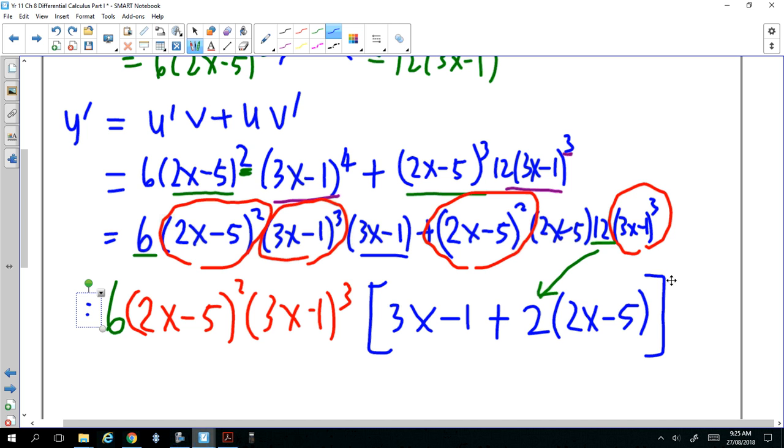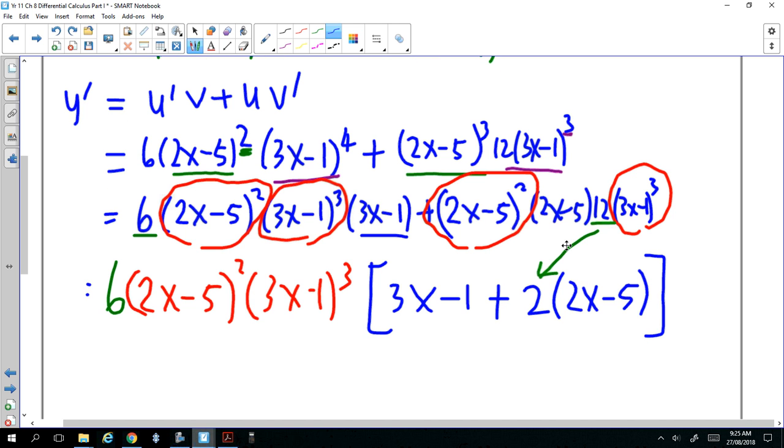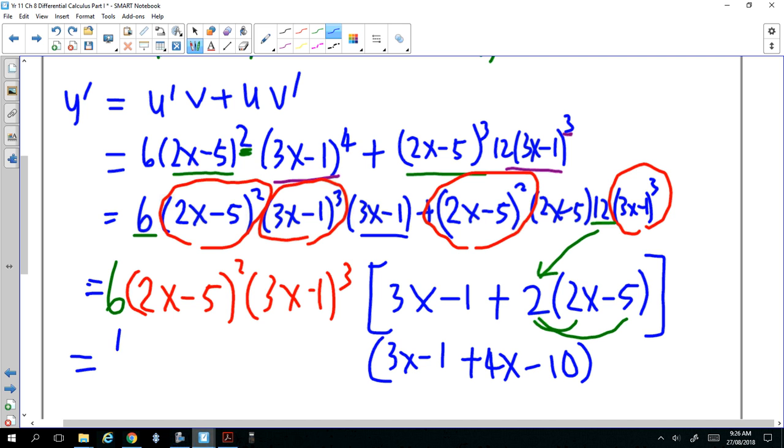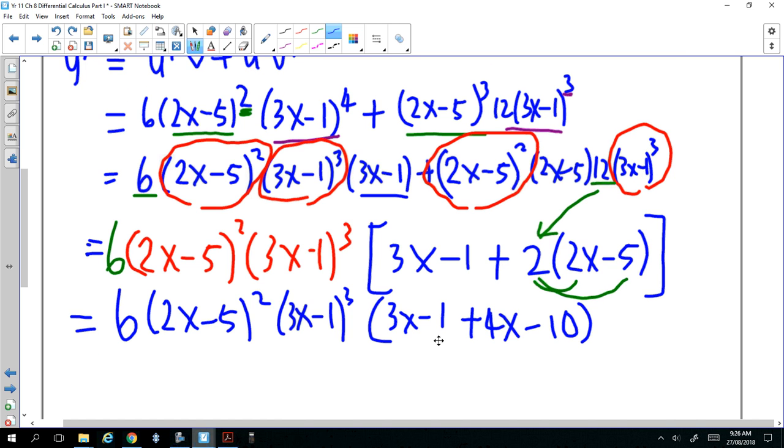Now what else do you have to do next? We have to expand this and collect like terms: 3x minus 1 plus 4x minus 10. So this topic has more algebra than calculus, isn't it? Differentiation is just one step, and most of the steps are algebra: factorizing, collecting like terms, everything. Done. Lots of factors. That is the final.